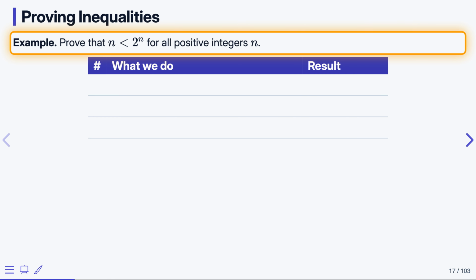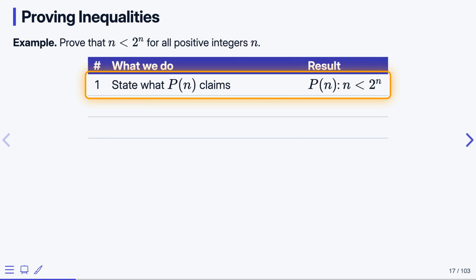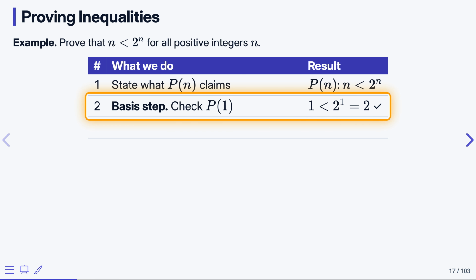Induction also proves inequalities. Let's show that n is less than 2 to the n for every positive integer n. Step 1. Write P of n down. It says n is less than 2 to the n. Step 2. The basis step. For n equal 1, 2 to the 1 is 2, and 1 is less than 2, so P of 1 is true.